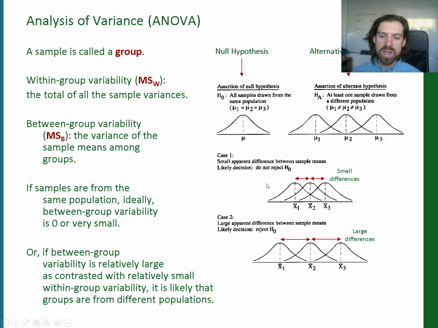In case 1 here, we can see there are very small differences between these means, so you might not have enough evidence to reject the null hypothesis. Whereas down here in case 2, we've got a substantial amount of difference between the sample means, so you would probably have enough evidence to reject the null hypothesis and accept the alternative hypothesis.